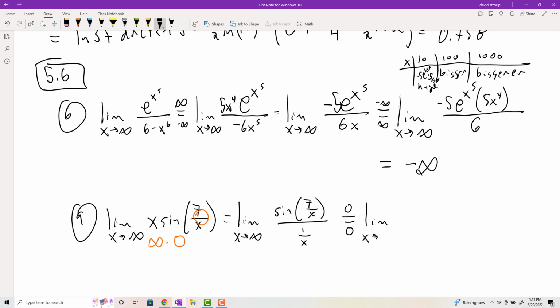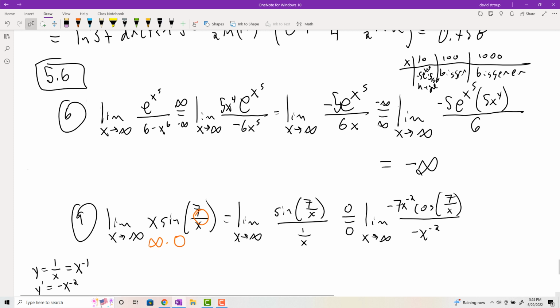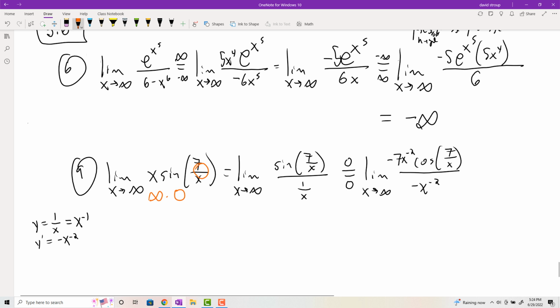So the limit as x goes to infinity, I'm going to need the derivative of 1 over x. So I'll do that over here on the bottom left. 1 over x is x to the negative 1. The derivative then is negative x to the negative 2. Right? So in the denominator, that's what I have, negative x to the negative 2. In the numerator, the derivative of sine is cosine. And then the derivative of 7 over x will just be negative 7x to the negative 2. Okay. The nice thing about this then is those x to the negative 2's will cancel, and you'll have negative 7 over negative 1, which is positive 7.